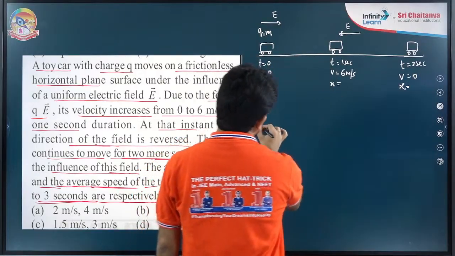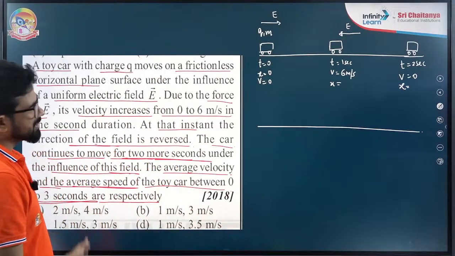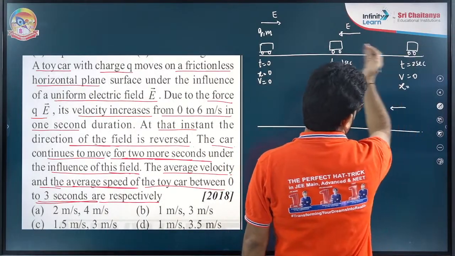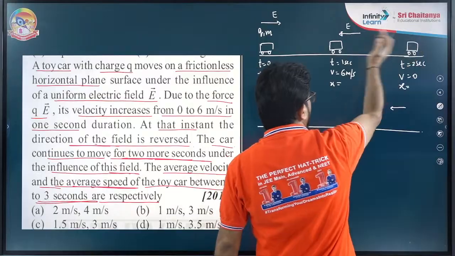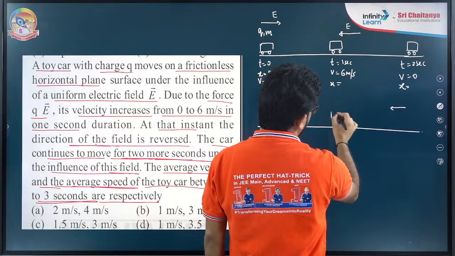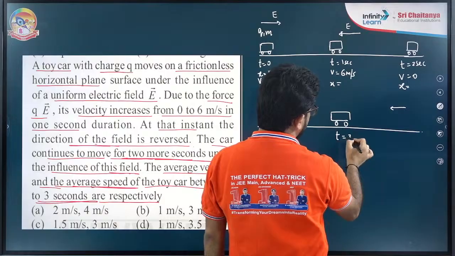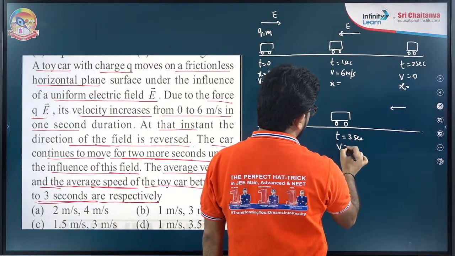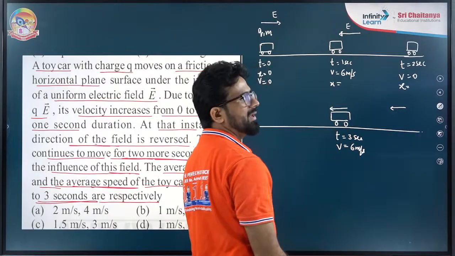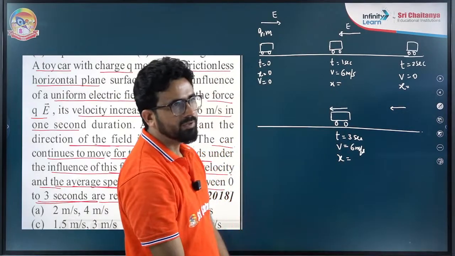Next, t equal to 3 seconds. Up to 3 seconds we have to move. Still the field is in the same direction, so it will now start reversing. It will go on the same path, but I am drawing it here because there is no space. So it will reach the same place again. It is at t equal to 3 seconds now, and the velocity would again be 6 meter per second, but in this direction now. But what is the value of x? I don't know. This is the diagram. You have to understand it.